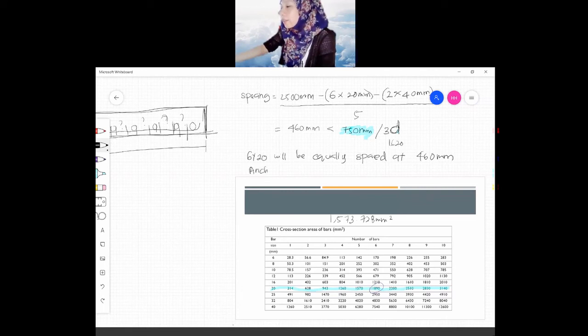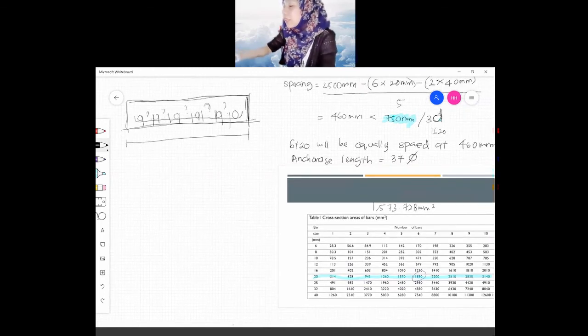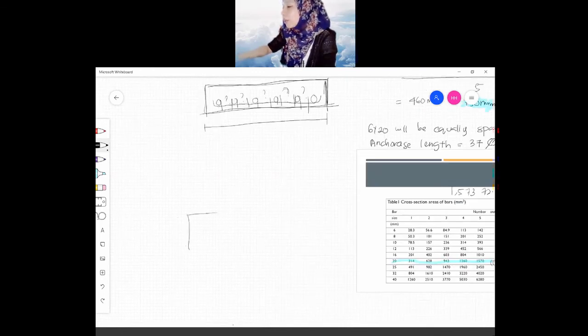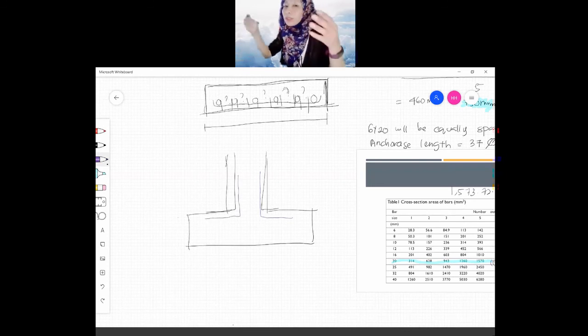Okay. Formula dia is 37 times diameter. So anchorage length ni is actually this one lah. So you have like this, dia bersambung dengan column kan. Okay, and then you have anchorage. So anchorage ni bukanlah 2 biji ni je. Anchorage ni ada banyak, dia keliling the column. Okay. Sambungan between column and foundation.